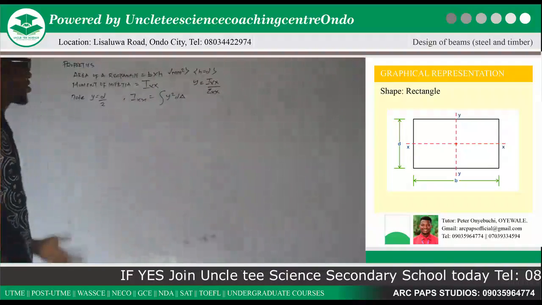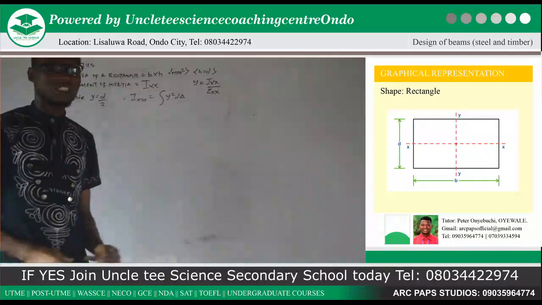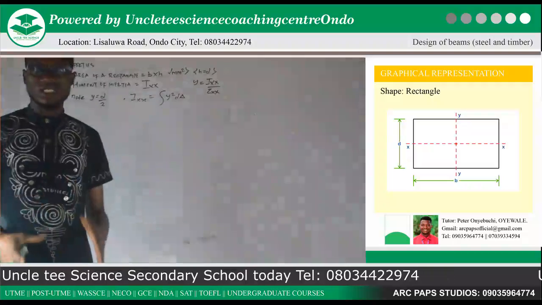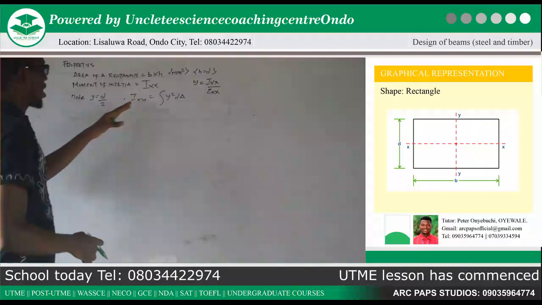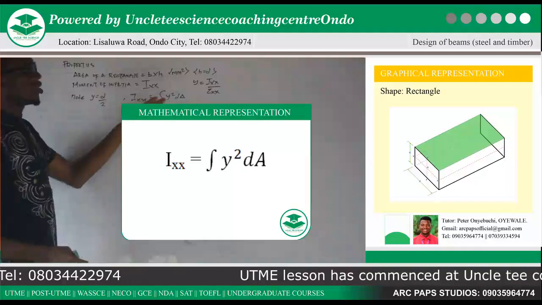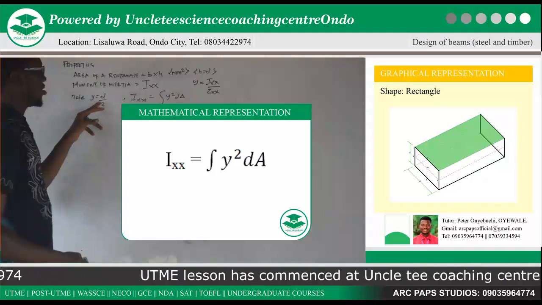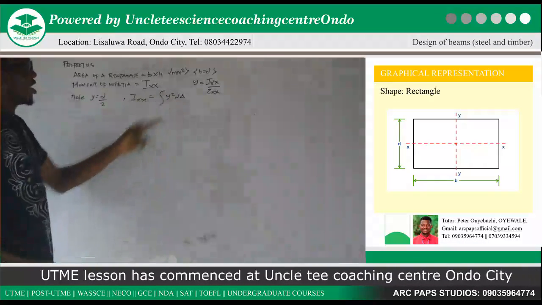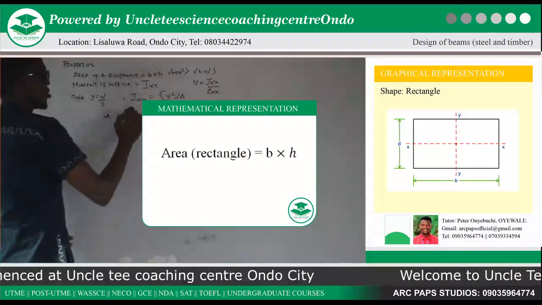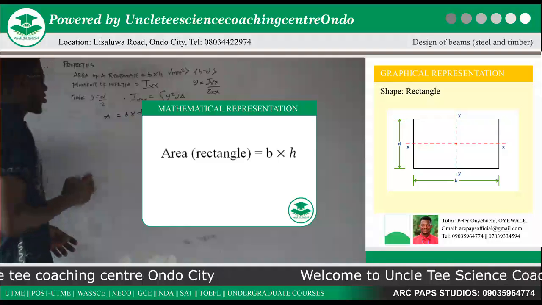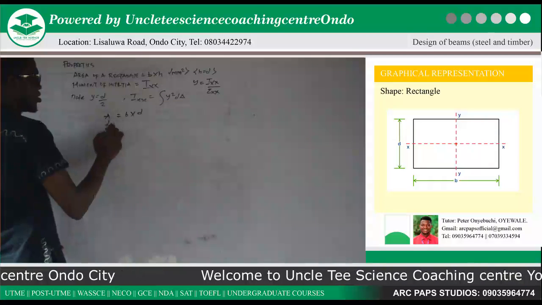Now, welcome to this particular section. We are going to be doing the cross section for a rectangle. Now, we know our Ixx is given as integral y squared dA, and our A is equal to our base times our height, which is the same thing as b times d.